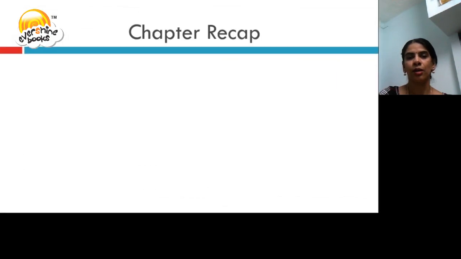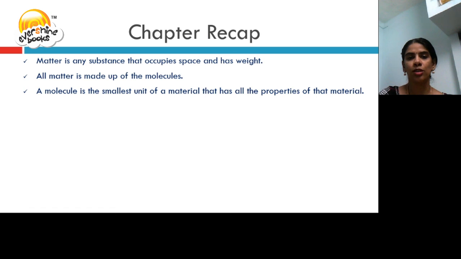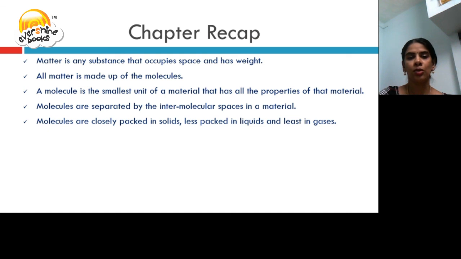Let us have the chapter recap. Matter is any substance that occupies space and has weight. All matter is made up of molecules. A molecule is the smallest unit of material that has all properties of that material. Molecules are separated by the intermolecular spaces in a material. Molecules are closely packed in solids, less packed in liquids, and least in gases.